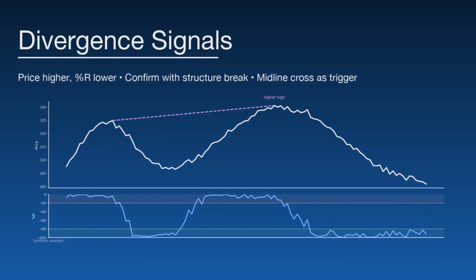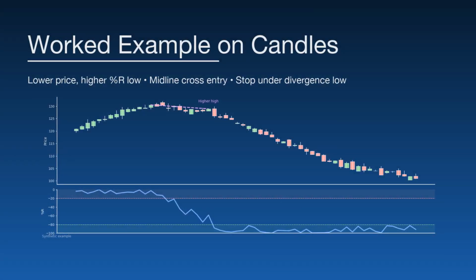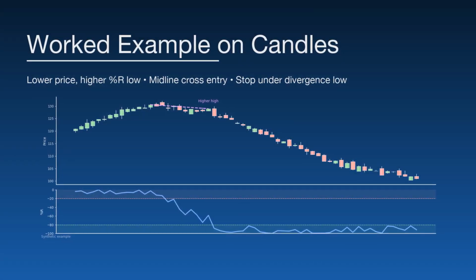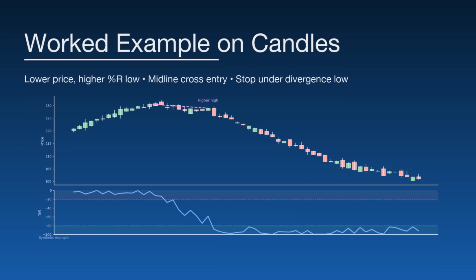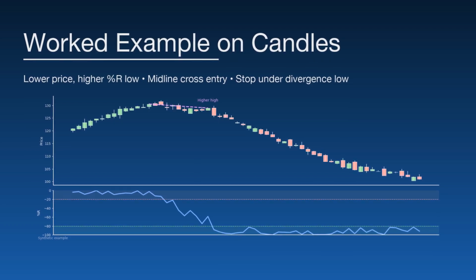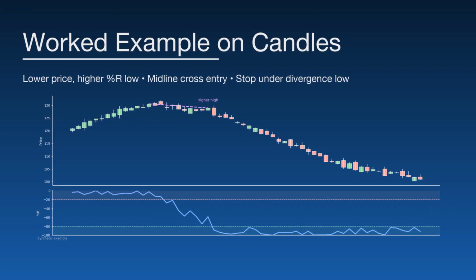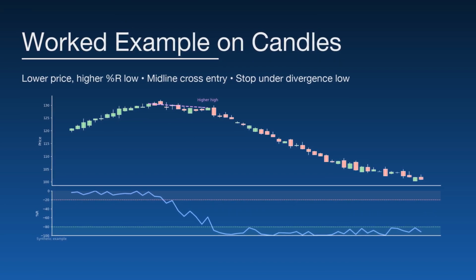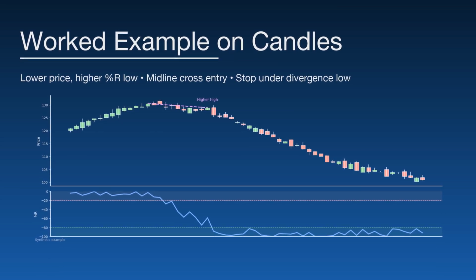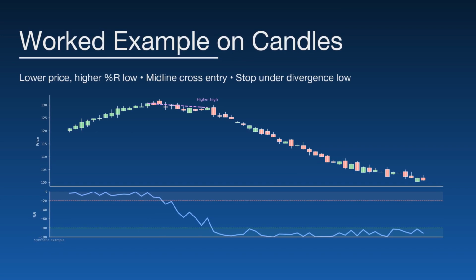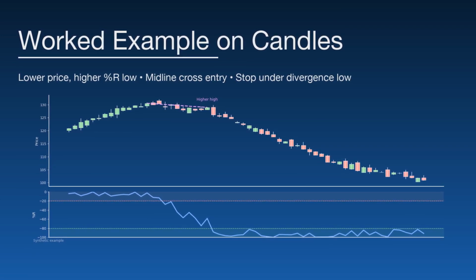On this synthetic chart, price grinds lower into a capitulation low. %R pins at -95, then on the next swing low price prints a fresh low, but %R only reaches -82. That is hidden absorption. The entry trigger comes when %R closes back above -50, with the stop tucked under the divergence low and the first target at the prior swing high.